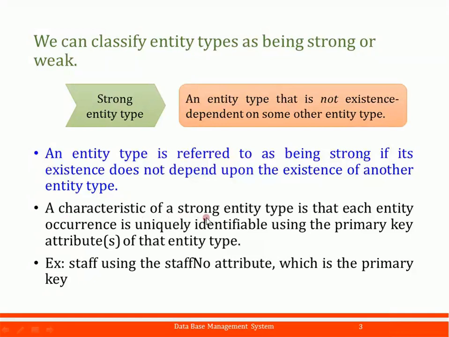A characteristic of a strong entity type is that each entity occurrence is uniquely identifiable using the primary key attribute of that particular entity type. So, whenever an entity contains a primary key, then that particular entity is called a strong entity type. Example, the staff entity using the staff number attribute as the primary key is a strong entity type because it has its own primary key and it is not dependent on any other entity for its existence.